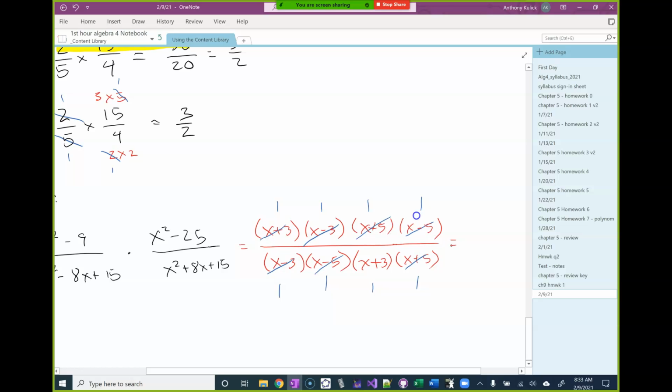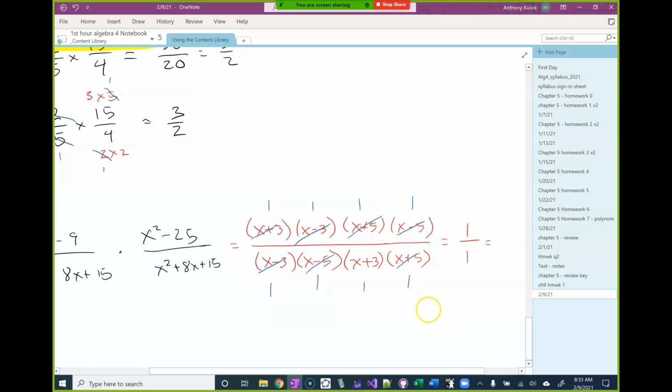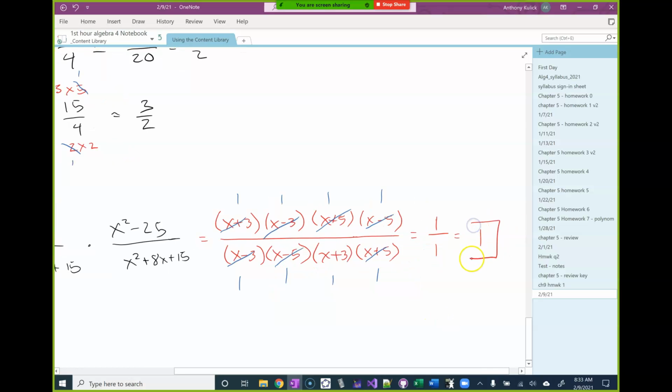In the numerator, we have 1 times 1 times 1 times 1, just 1. In the denominator, we have 1 times 1 times 1 times 1, or 1. And 1 over 1 is just 1.